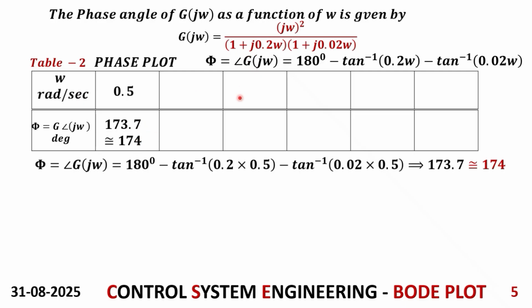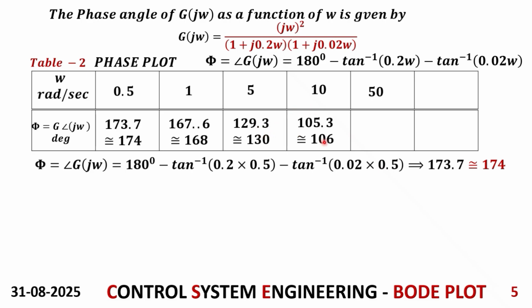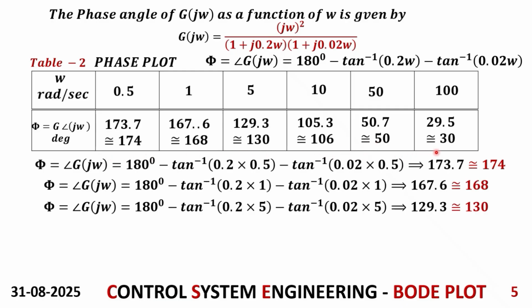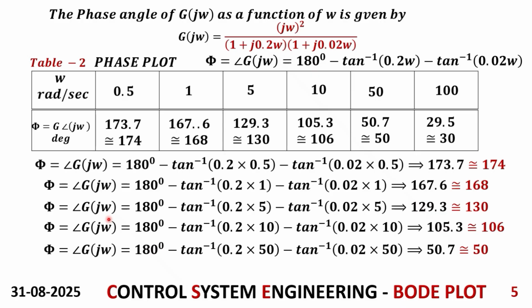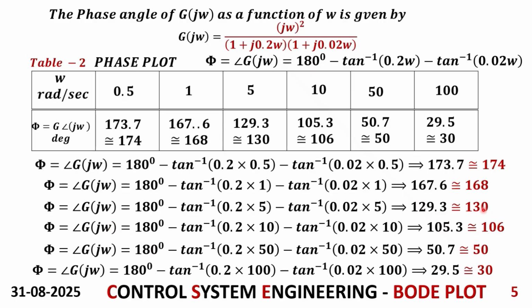Write the phase angle equation as it is. Substitute the value of 0.5 everywhere wherever we have the omega term in the G of j omega, that is the phase angle. So you'll get 180 degree minus tan inverse of 0.2 into 0.5 minus tan inverse of 0.02 into 0.5, you'll get 174. For 1 we'll get 168, for 5 we'll get 130, for 10 106, for 50 it is 50, for 100 it is 30. All these values are written approximately in order to plot the graph more easily. So the calculation work will be shown here, how we have done this calculation.